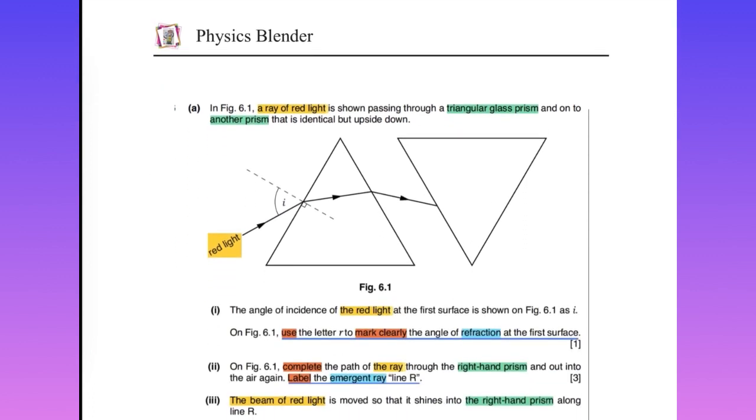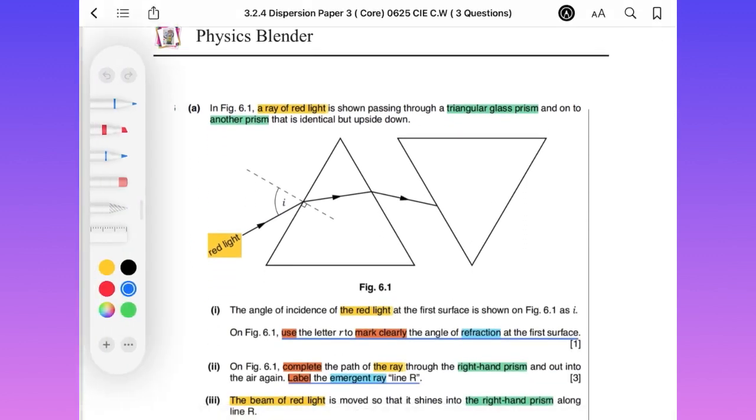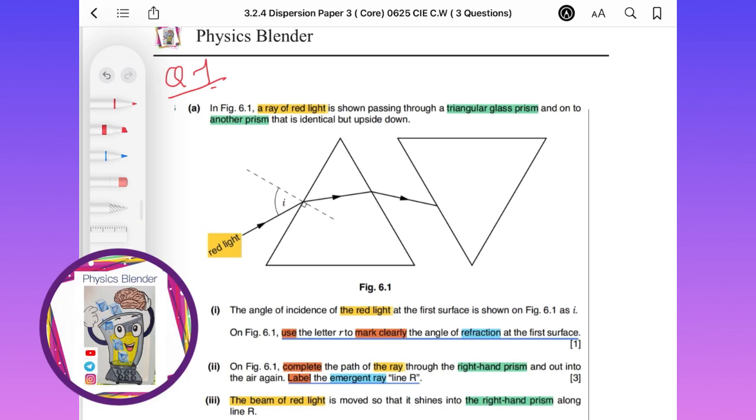Question number 1. In the figure, a ray of red light is shown passing through a triangular glass prism, and on the other side we have an identical prism, but it is inverted upside down, this one. Okay? What do we mean by identical? It's made of the same material, which has the same refractive index, and they are identical.